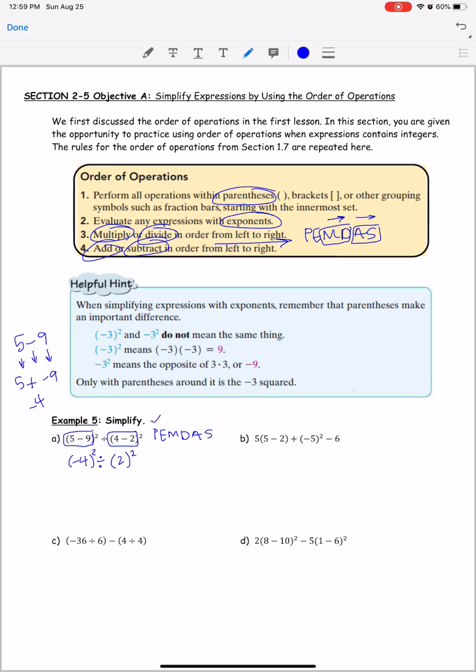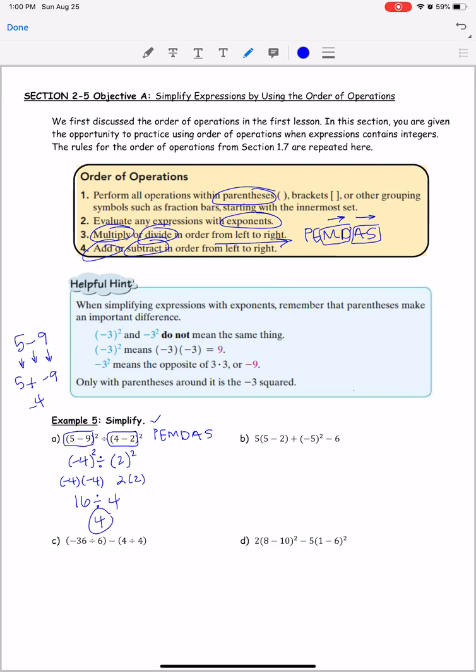So now do we have exponents? Yes, we do. So -4 in parentheses squared means -4 times -4. -4 times -4 is 16. Okay, divided by 2 squared means 2 times 2, which is 4. And 16 divided by 4 is 4.